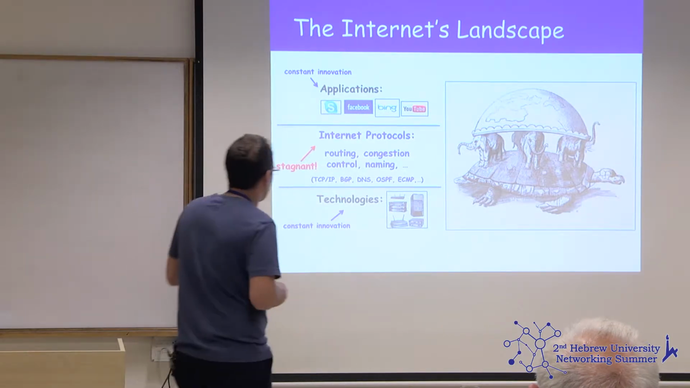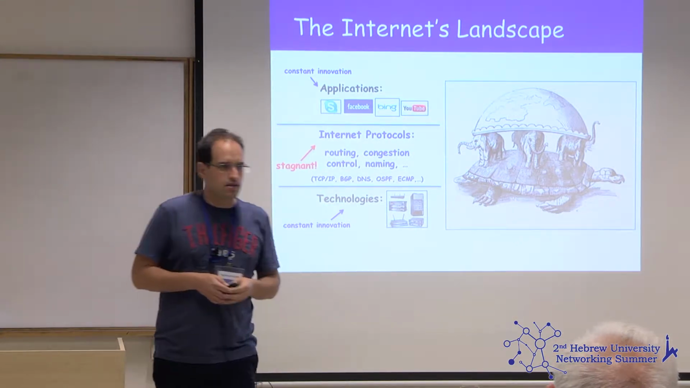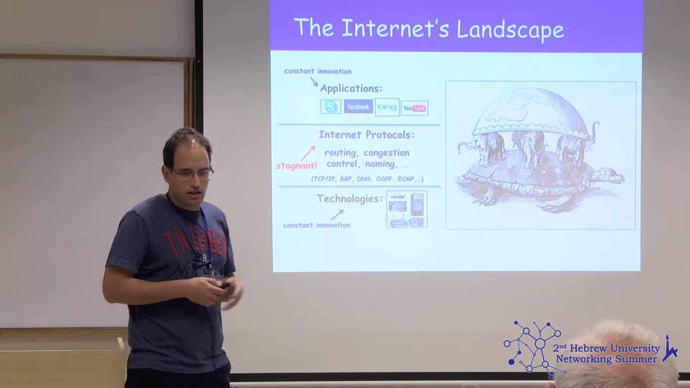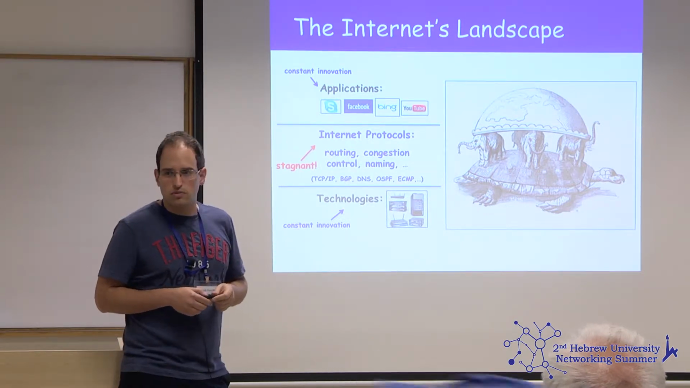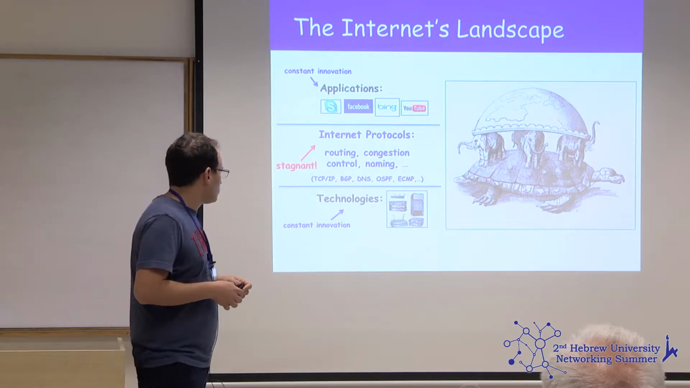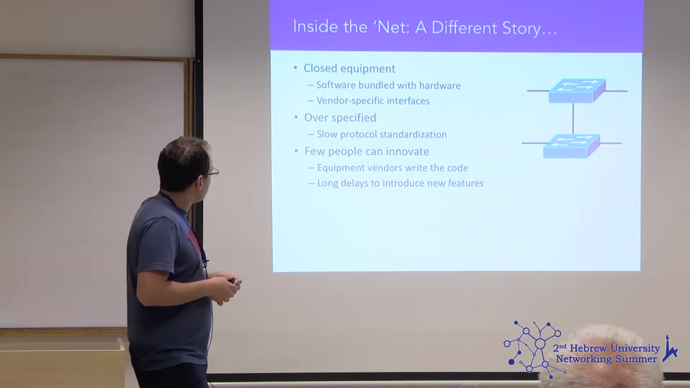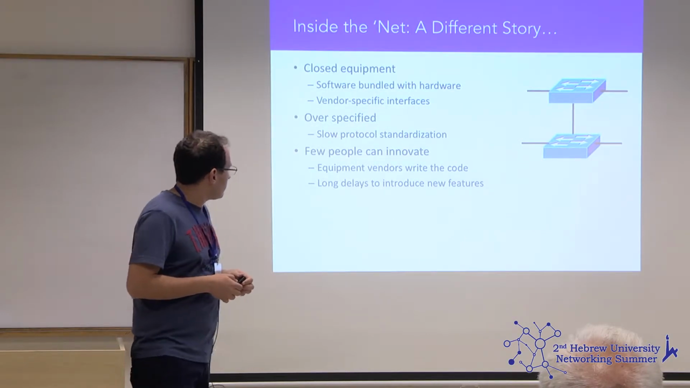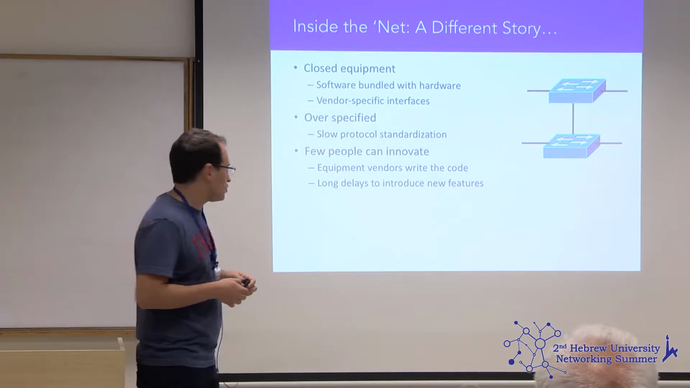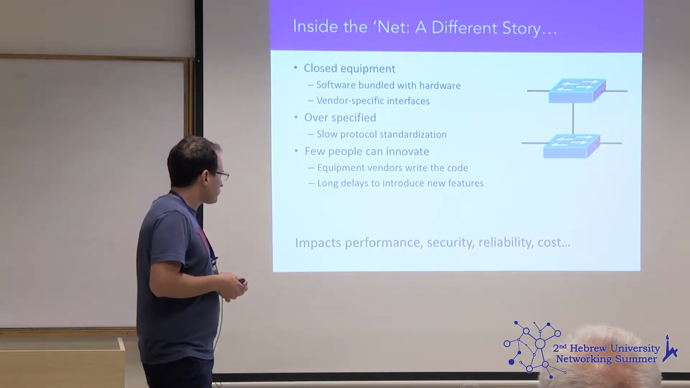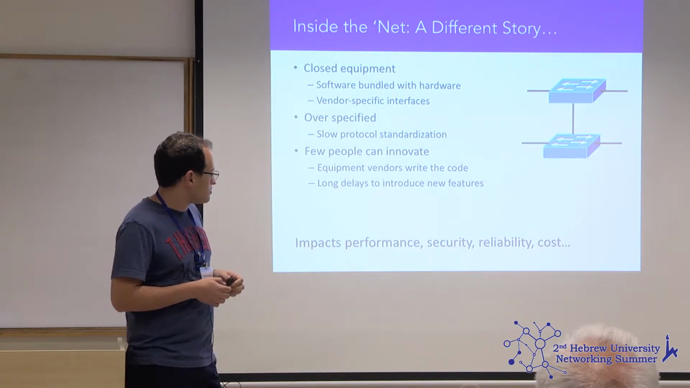All these routing algorithms and load balancing and all this stuff that has been done in routers and switches of Cisco and Juniper and so on, very hard to change. And the reason is closed equipment and specification and slow standardization between vendors and so on. It of course impacts performance and security, and especially cost.